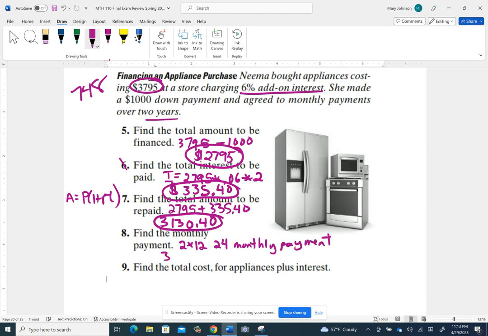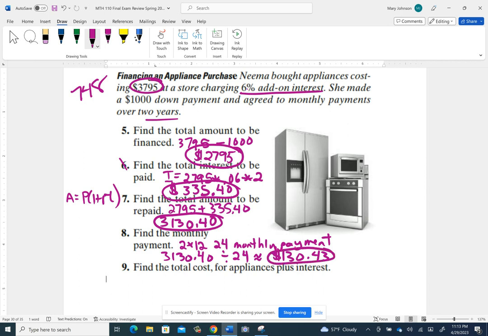So we're going to take the total she owes and divide by 24. The total she's got to repay divided by the 2 years worth of monthly payments. So the 24 payments, and we wind up getting about $130.43 a month. That would be her monthly payment.